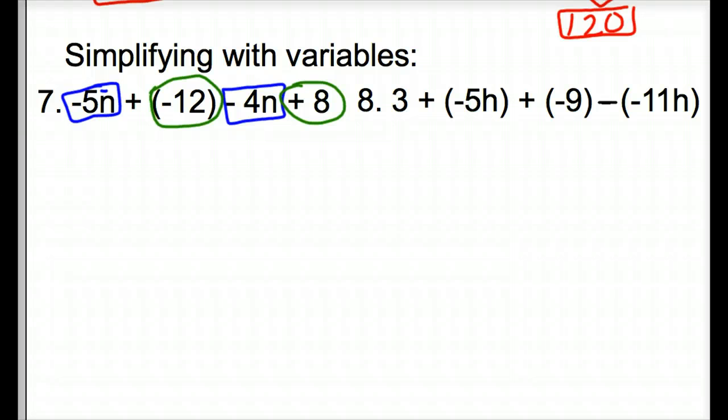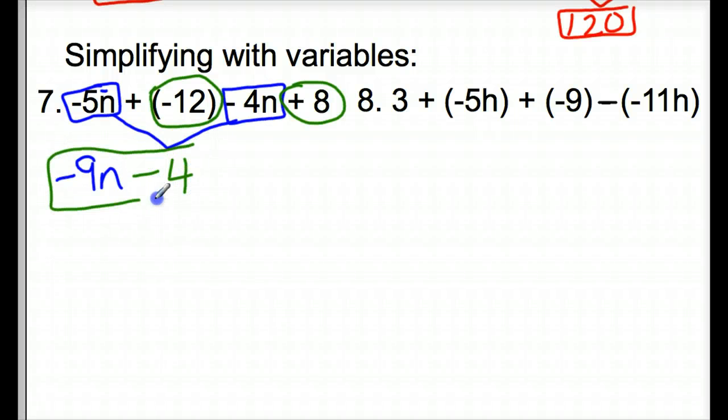So we are combining our like terms. Negative 5n and negative 4n give us a negative 9n. Negative 12 and a positive 8 give us a positive, oh no they don't. No, they don't. Negative 12 and a positive 8 give us a negative 4. So our final answer for this one is going to be negative 9n minus 4.